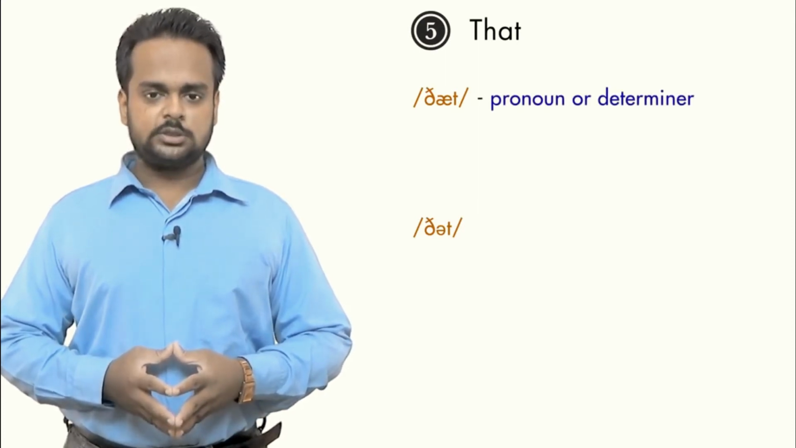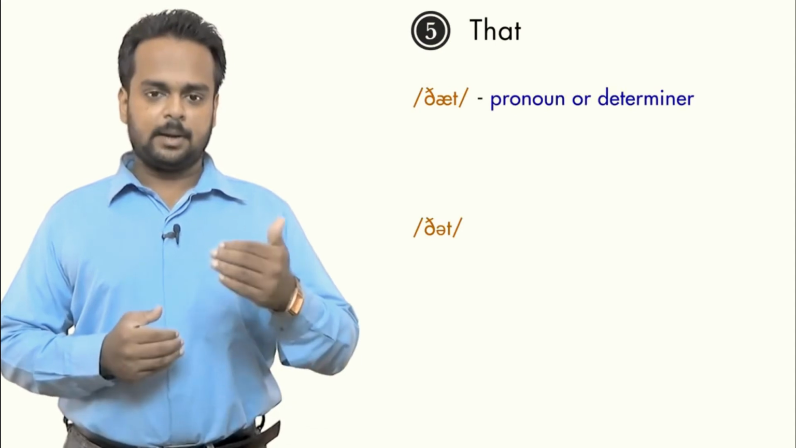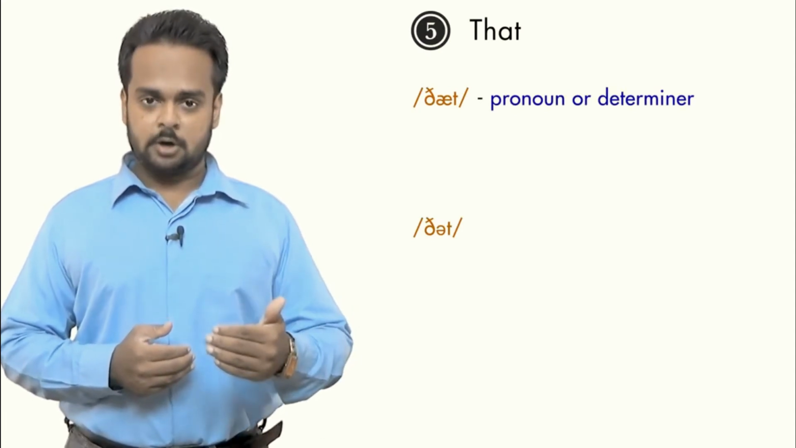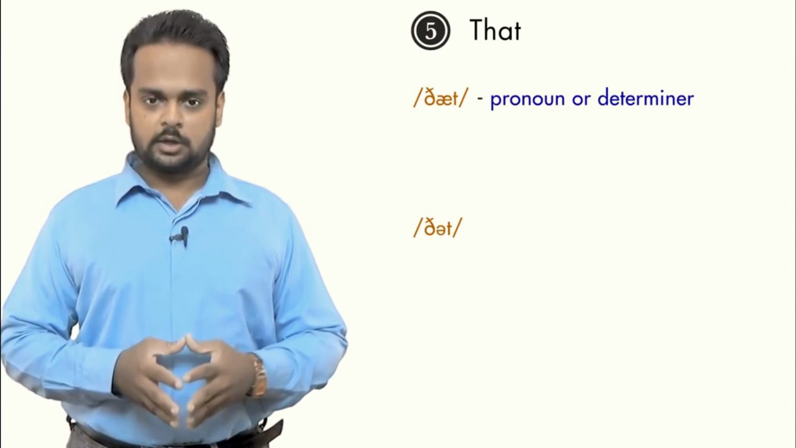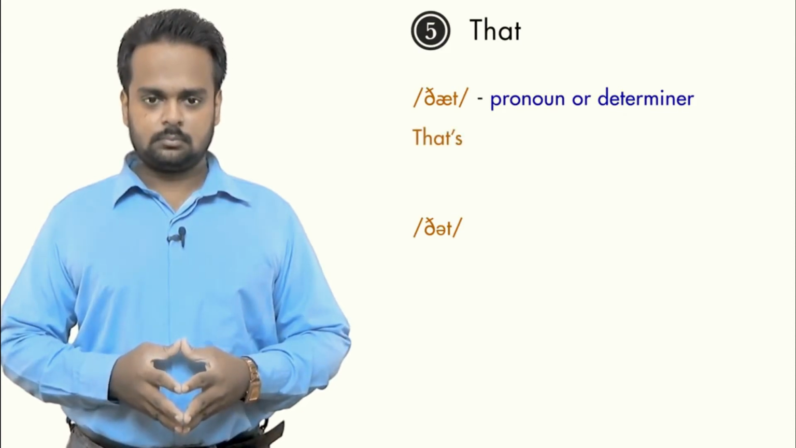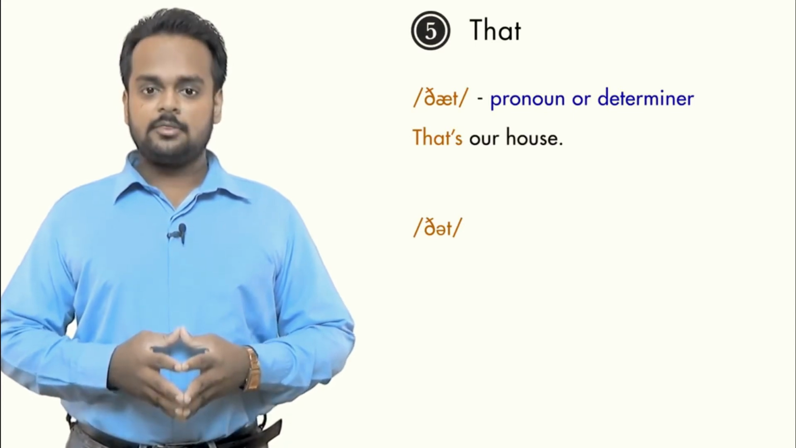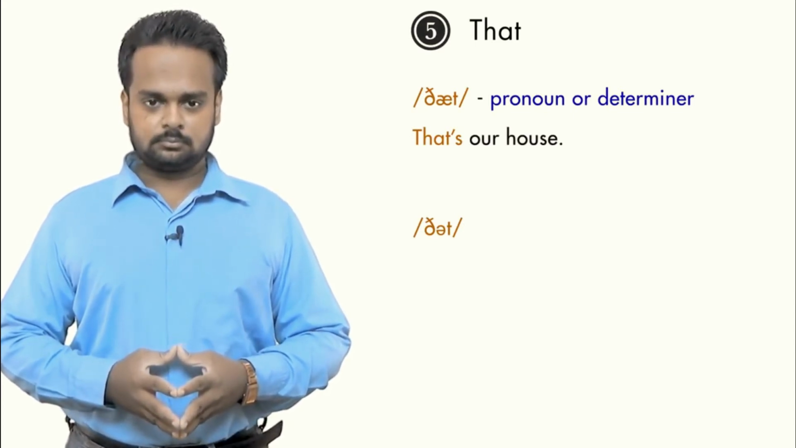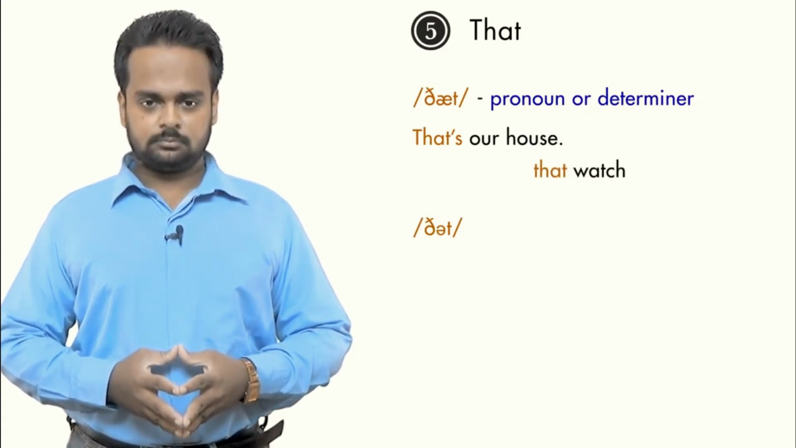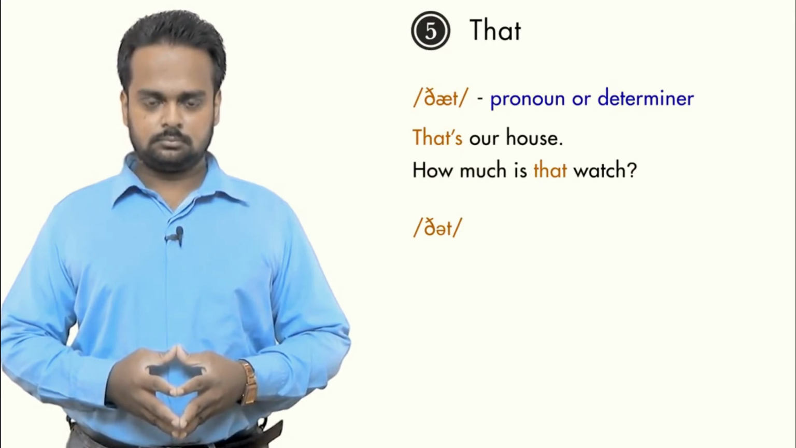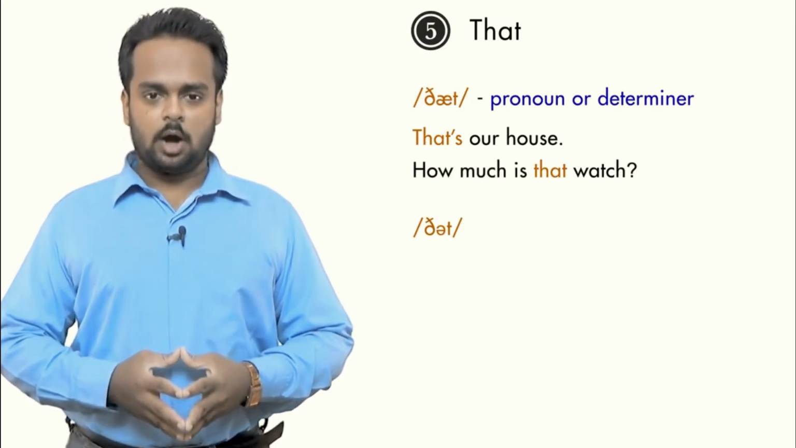Word number 5, "that." We say "that" when the word is used as a pronoun, meaning in place of a noun, or as a determiner, that is, to show what we're talking about. That's. That's our house. That watch. How much is that watch?